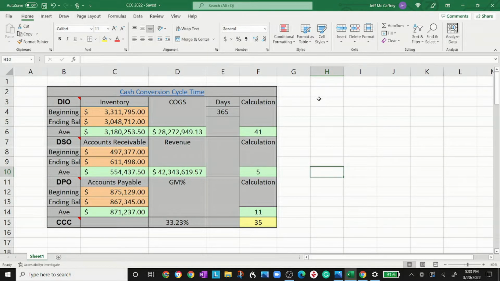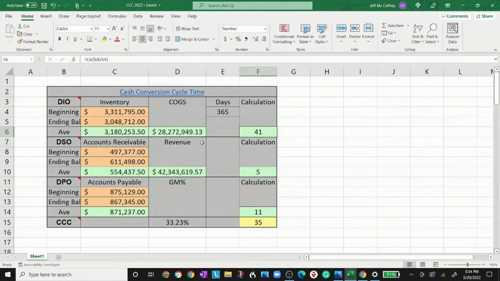Here's an example on a spreadsheet of exactly how to calculate the cash conversion cycle. Days inventory outstanding. You have average inventory, which is the beginning and ending added and then divided by 2. That's just one way of doing it. If you're on a spreadsheet with all the months, you can just obviously use the average function. Average inventory divided by cost of goods sold per day.